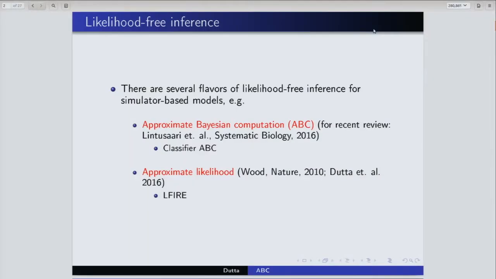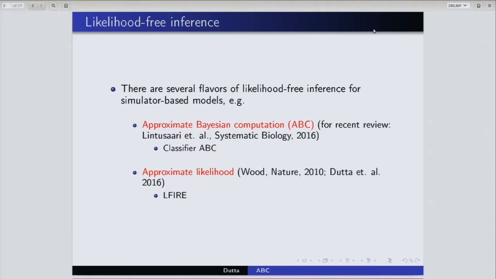As we have already started, the likelihood-free inference I have been talking about has 2 different variants. One is approximate Bayesian computation, which is what we mainly covered here until now. For a review, I recommend you check these papers. But here, what we will be talking about is classifier ABC, where we use classification inside the ABC. I will come into that.